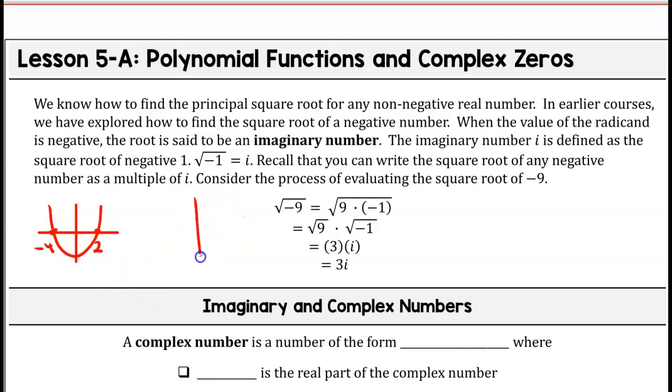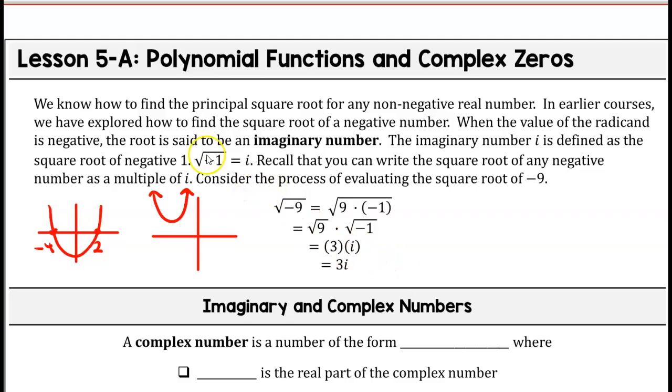But polynomials also can have imaginary zeros. So if you do not have x-intercepts, this will still have two zeros, and they're going to be complex because they do not go through the x-axis. We have already looked at some of the real, and now we're just going to add in some of the imaginary and complex.